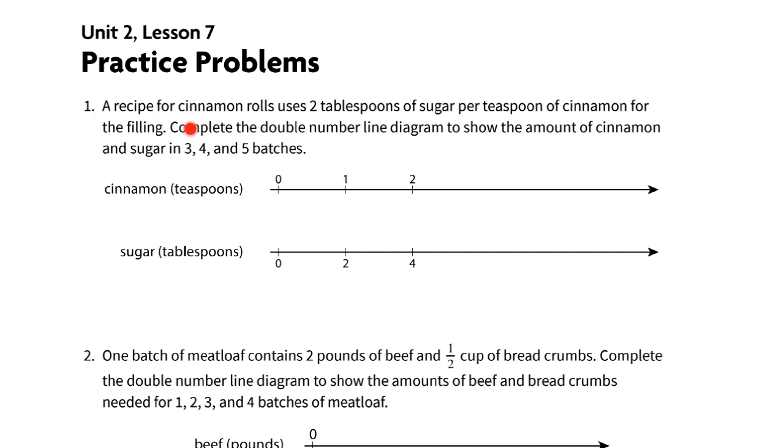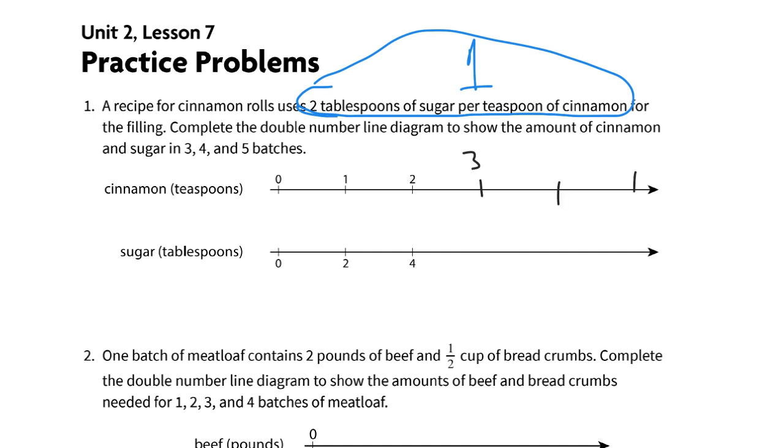So a recipe of cinnamon rolls uses 2 tablespoons of sugar per teaspoon of cinnamon. So that is implying the number 1 when it says per teaspoon. So you've got 2 tablespoons of sugar for 1 teaspoon of cinnamon. Complete the double number line. Show the amount of cinnamon. We can see here that the cinnamon is going up by 1, the sugar is going up by 2. Now, interestingly enough, they list the sugar first, but they put it on the bottom number line. They're kind of getting sneaky on us.